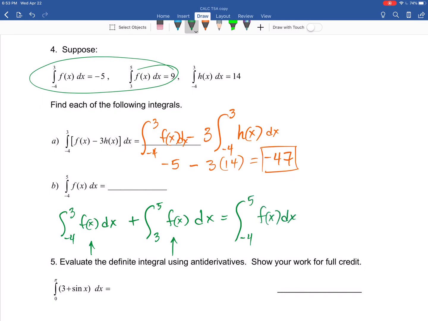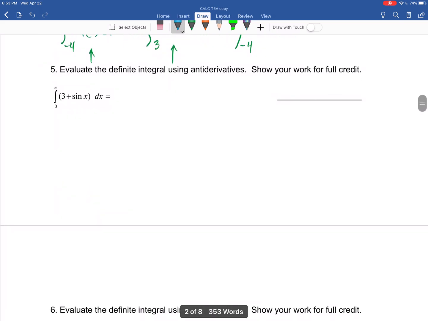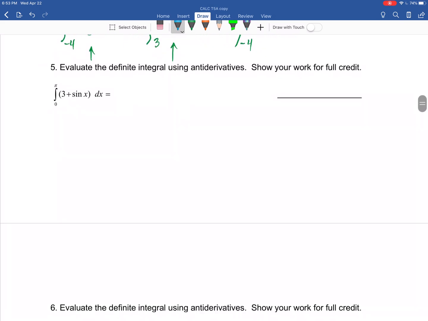So that's what we're doing here. This one right here is -4 to 3, this is -5, plus this one right here, this is 9, for a grand total of 4. That's what we're looking at on that one. Okay, how about this? Now, solving these using antiderivatives. Here we go. Antiderivative of 3, 3x.